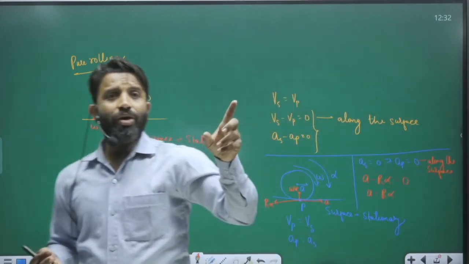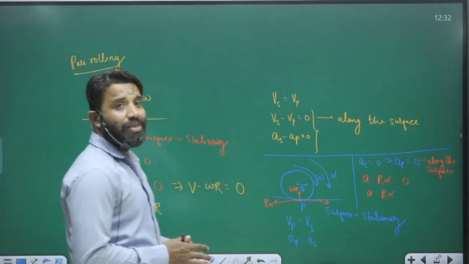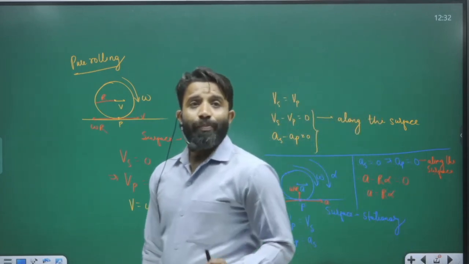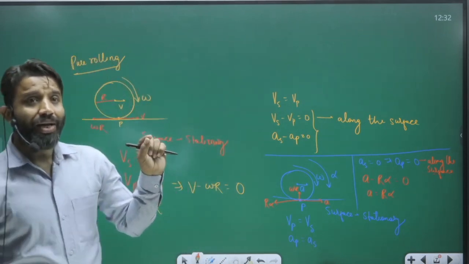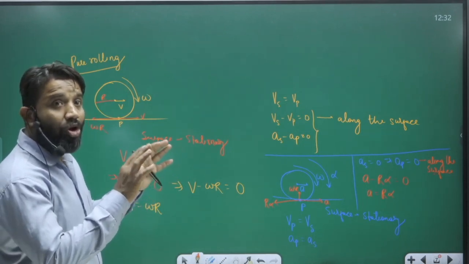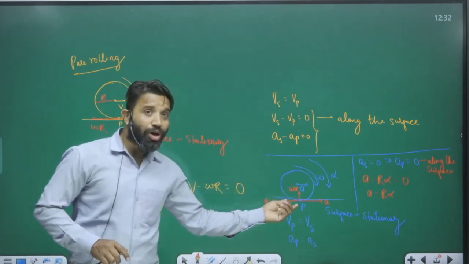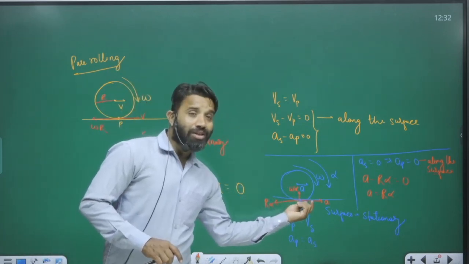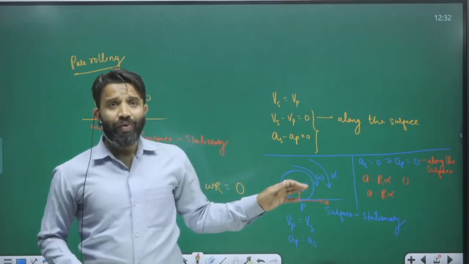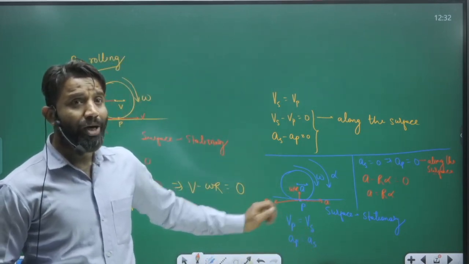In pure rolling, the acceleration and velocity of the point of contact must be equal to the velocity and acceleration of the surface. In other words, there should not be any relative motion between the point in contact and the surface along the surface. This should be applied along the surface. As in this case we have observed that this point P has an acceleration omega square r perpendicular to the surface, so this component of acceleration is not considered over here, as it is perpendicular to the surface.